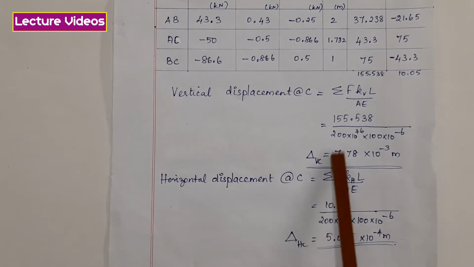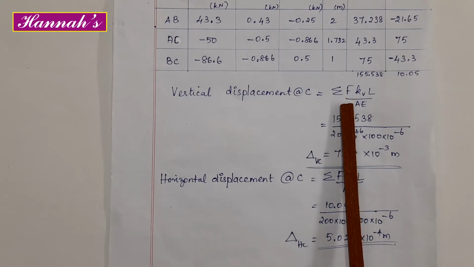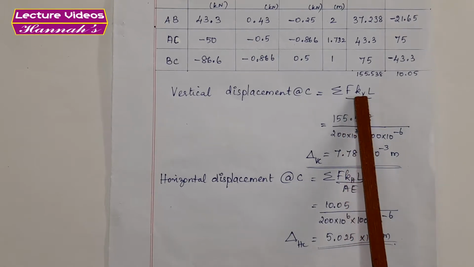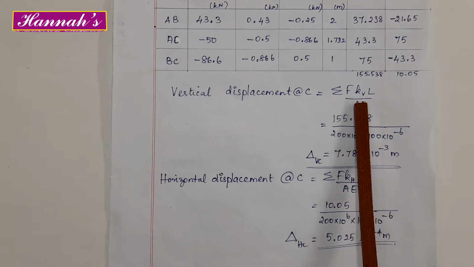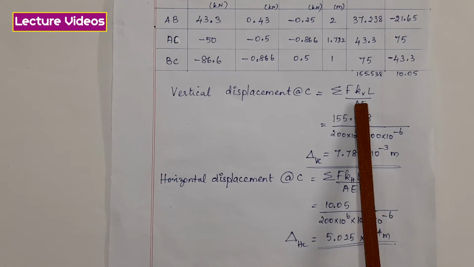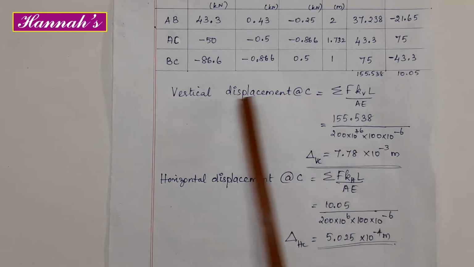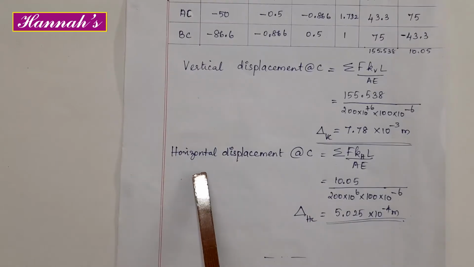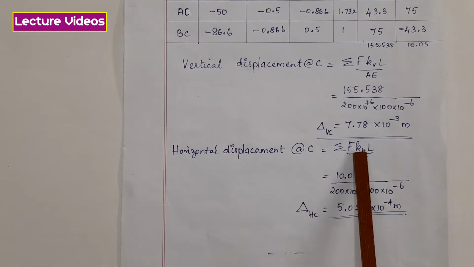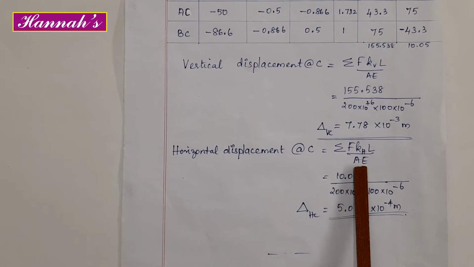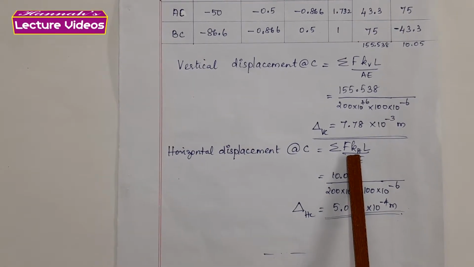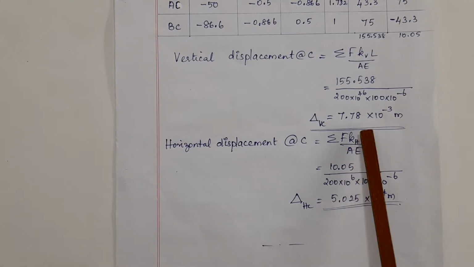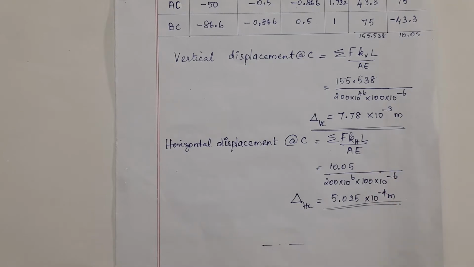Capital F values are determined for the given loading system, that is the axial forces in the members of the truss for the given loads. For determining vertical displacement, KV has to be determined, that is the axial forces in all the members of the truss due to a unit vertical load at C. Next, to determine the horizontal displacement, we apply a unit horizontal load at C and determine the axial forces in all the members of the truss. Finally, substituting in the relation, we get the vertical and horizontal displacements at the point asked.